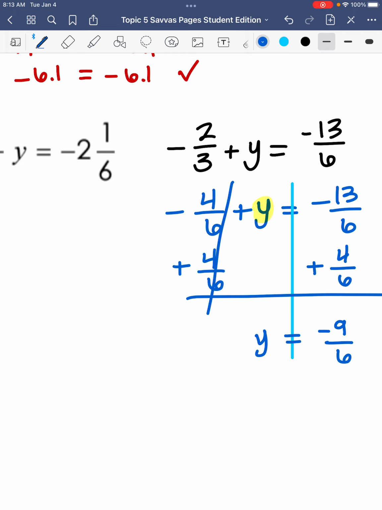And I could reduce that. You know that 3 goes into both of those. So negative 3 over 2 would be a perfectly acceptable answer, but we'll actually just go ahead and write that.